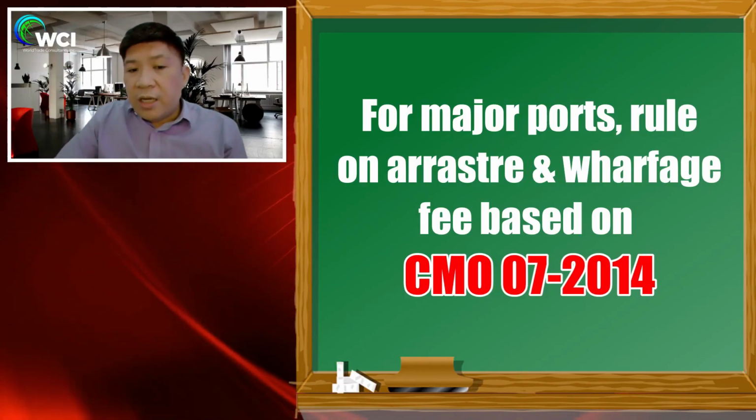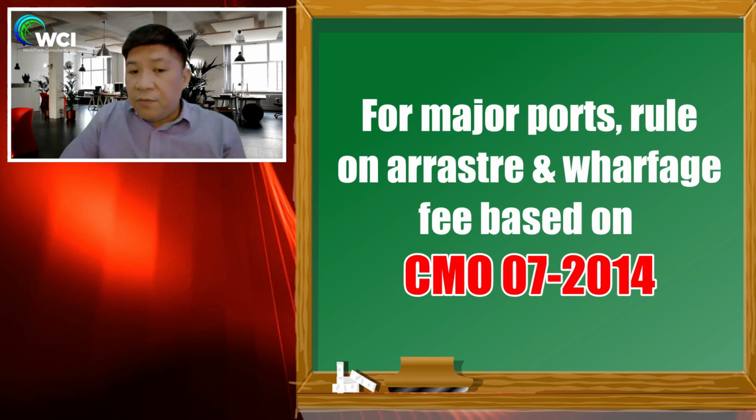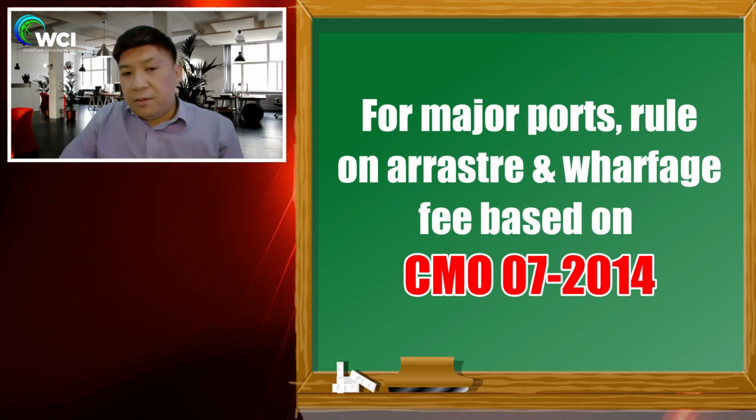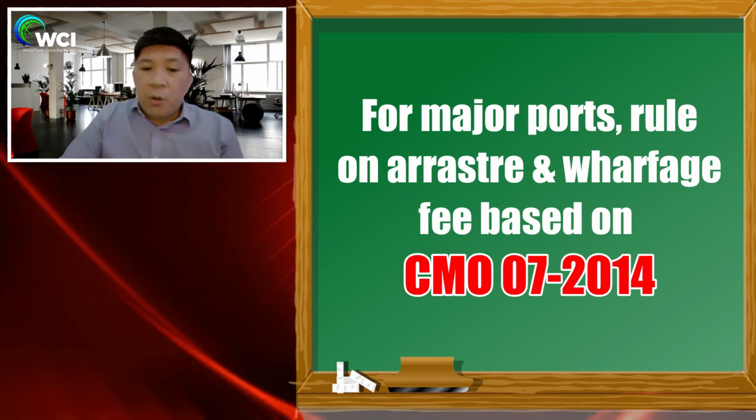Then, yun na nga po, determine kung ano yung applicable issuance. So, in this case, since major ports ang pinag-uusapan natin, ang applicable issuance niya is your CMO 7-2014. Okay? So, yun po, based on that issuance, you can now determine kung ano yung applicable arrastre or wharfage rates. So, we have discussed kung ano po yung criteria. So, now, what is arrastre?